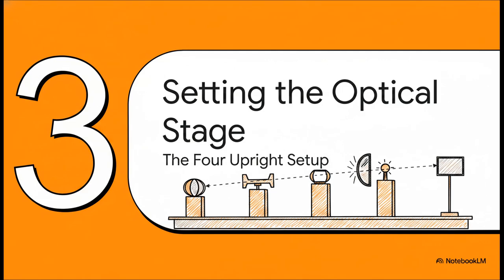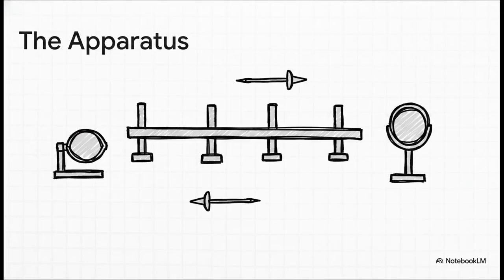Now that we've got our key players, we need to arrange them. And to do that, we use something called an optical bench. You can think of it as just a long, straight rail that makes sure everything stays perfectly lined up. For this, we're going to use a special 4-upright setup. So what's on the equipment list? Well, we've got our optical bench with 4 stands. We need our convex lens and, of course, our convex mirror. We're also going to use 2 optical needles. These are basically just sharp pins on a stand. One will be our object, and the other will help us find the image. And finally, we need holders to keep our lens and mirror steady.